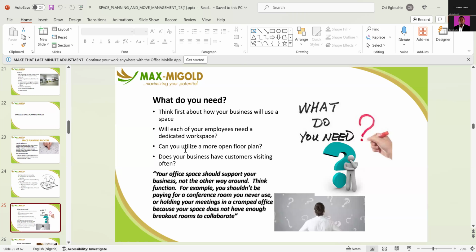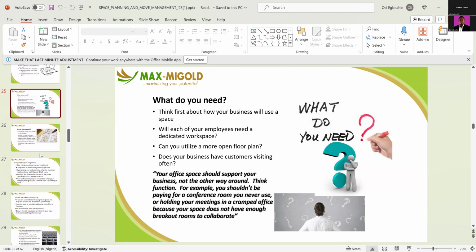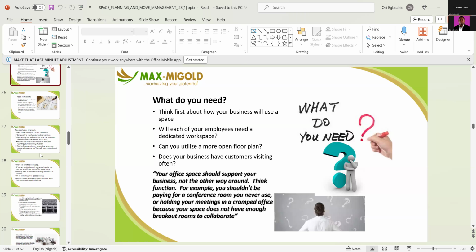When you have more open plans, you use less lighting, you use less air conditioning, and when you use less of that, at the end of the day, you discover that you save on your power cost. And does the business have customers visiting often? If you have customers visiting often, it means that you must have enough meeting rooms in that organization to be able to cater for the visitors as they come. They must be able to visit and see how they manage.